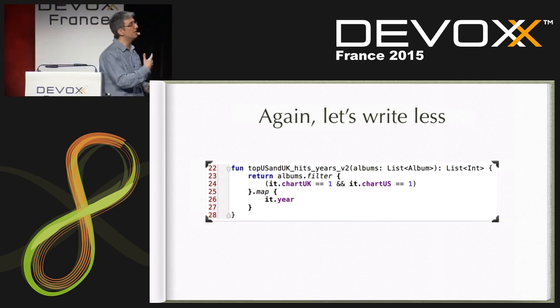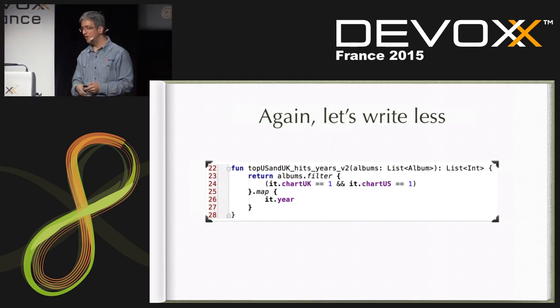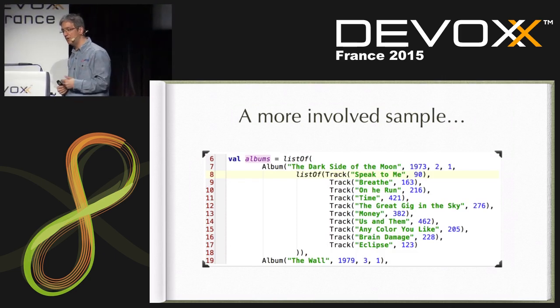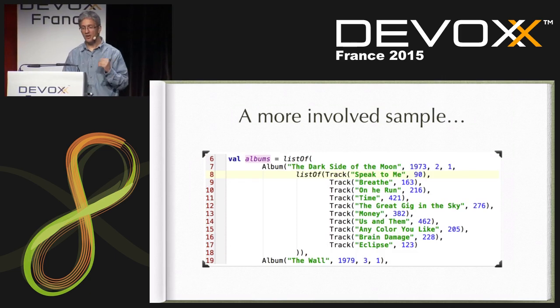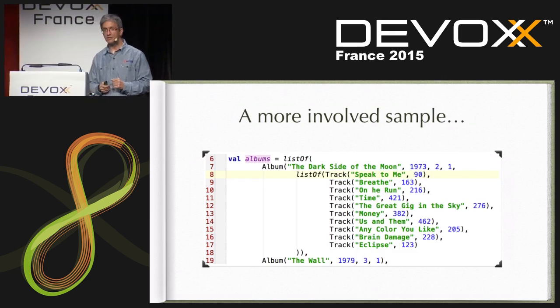But again, this is a very, very simple example. I can get even more involved. So here, for instance, I have a list of albums, and then each album in itself has a list of tracks, right?